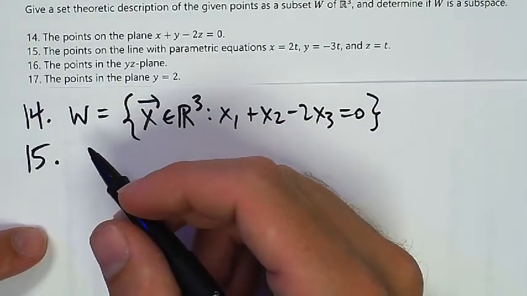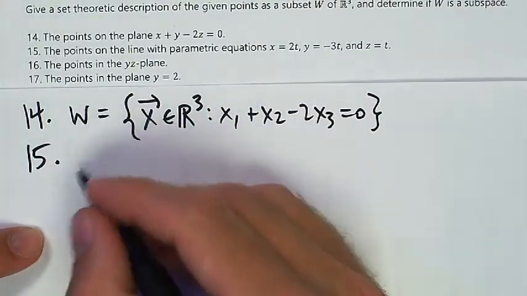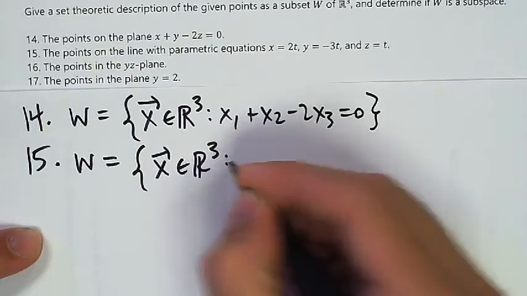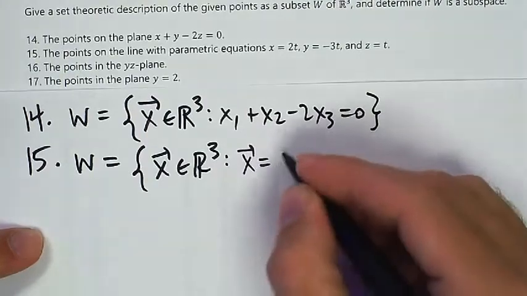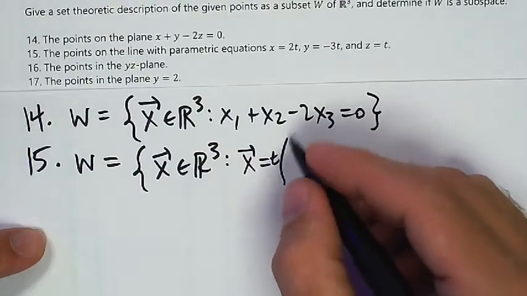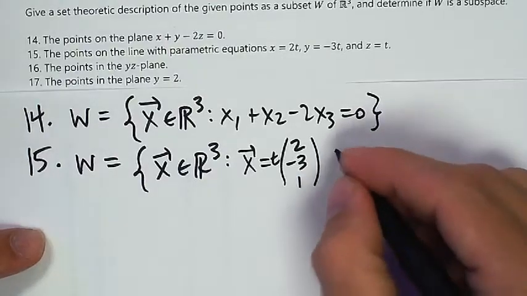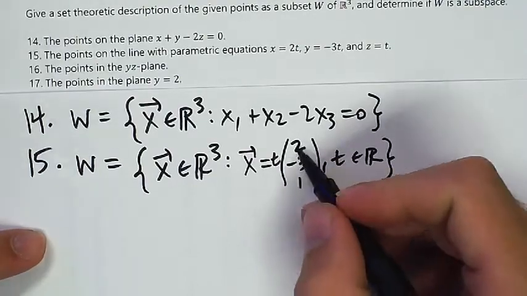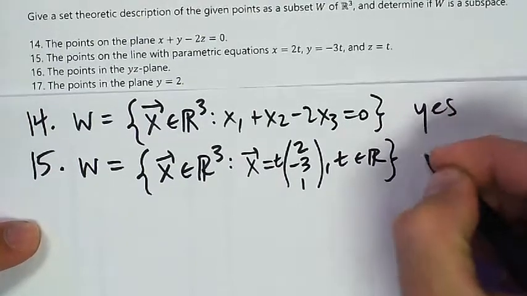The points on the line with parametric equations x equals 2t, y equals negative 3t, and z equals t. We could say x equals 2t, negative 3t, and t, where t is a real number, or we could factor out the t and say it's all multiples of 2, negative 3, and 1, which is a direction we're going to head in this course eventually. I could write it like that. This is a line with t equals 0. It goes to the origin. So a line through the origin, yes, it's going to be a subspace. Whoops, forgot to write that.